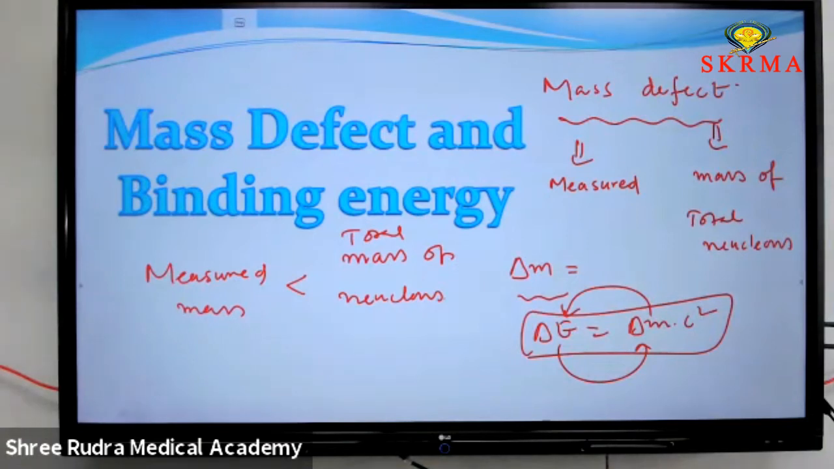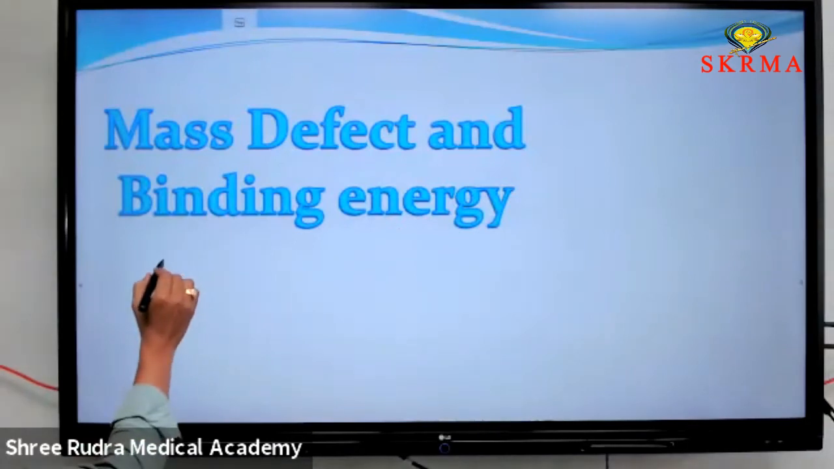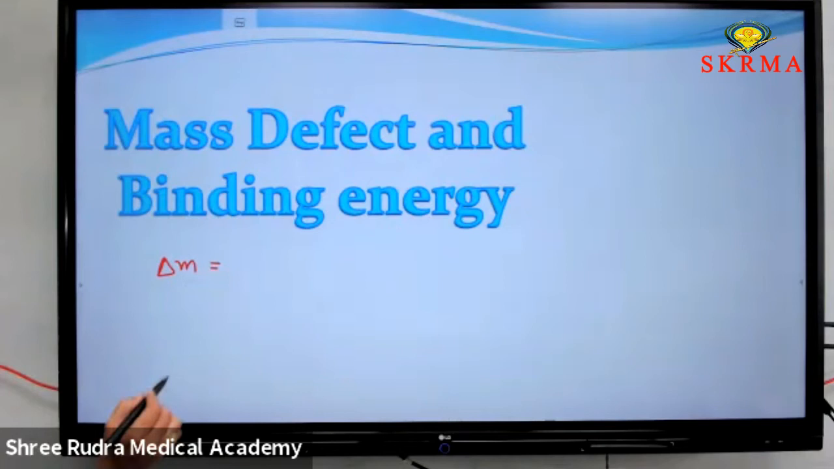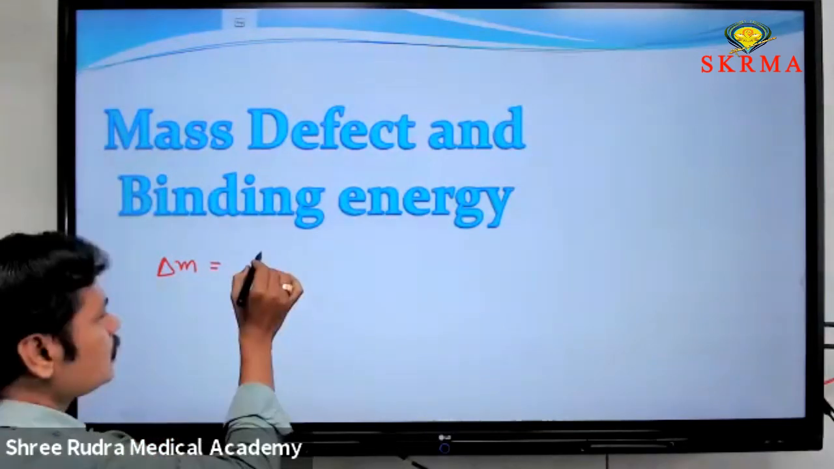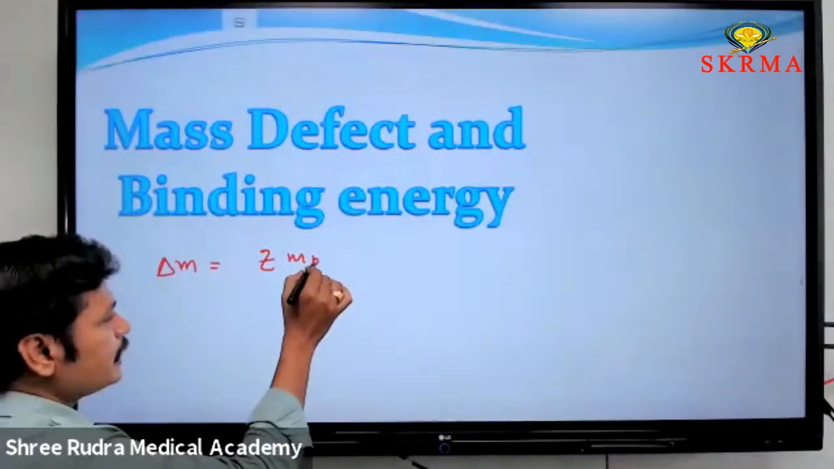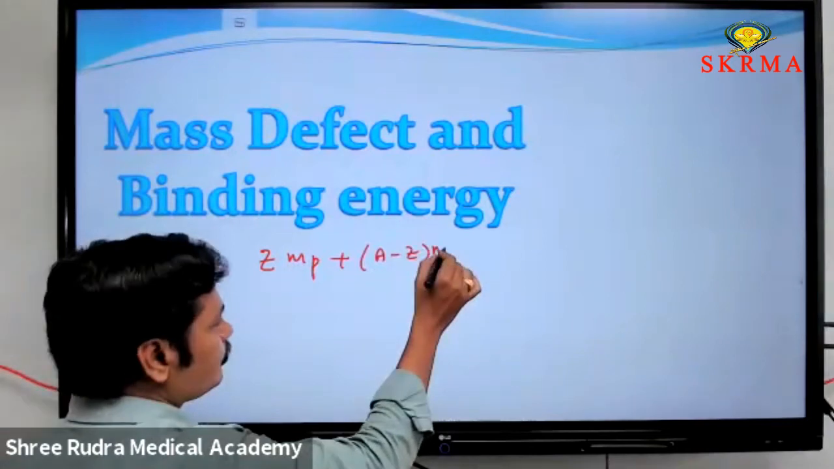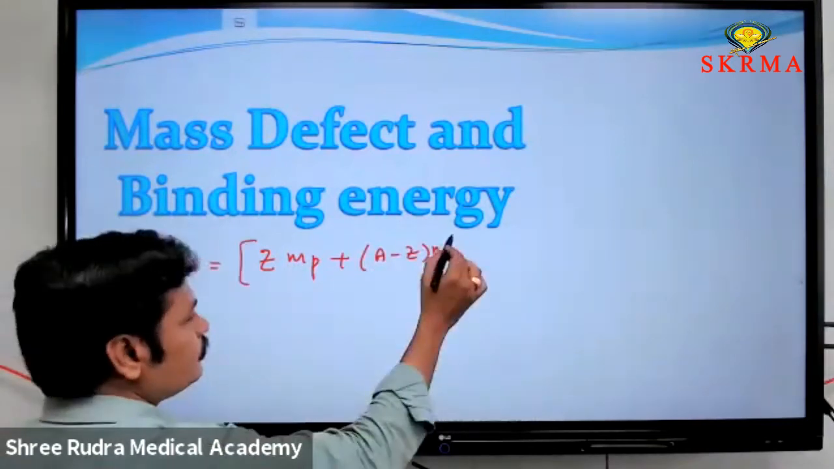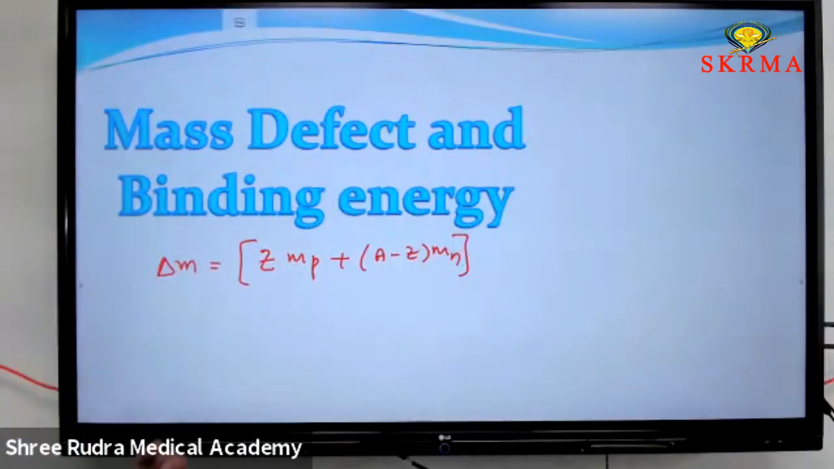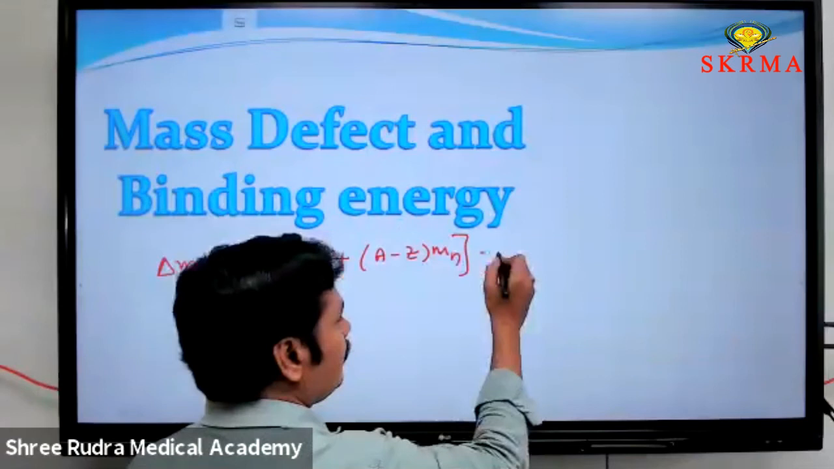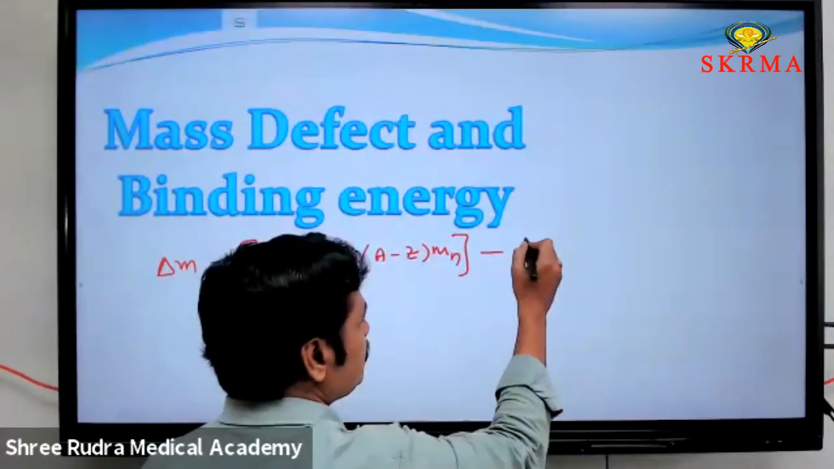Let us see how mathematically we can express mass defect. Delta M is the mass defect. The mass defect equals the total mass minus the measured mass. What is the total mass? Z Mp plus (A minus Z) into Mn. That is the total mass of nucleons, as we already discussed in the first concept. So delta M equals Z Mp plus (A minus Z) Mn, minus M measured.